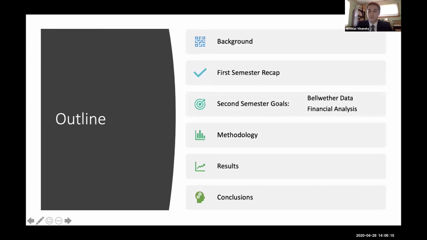What my goals were for the semester include an examination of bellwether data, which is downstream meter data, and its impact on the LVM plan generation process. And additionally, I would perform a financial analysis on the LVM generation system based on customer rates. From here, I'm going to move into the methodology I used to complete these goals, the results obtained, and the conclusions drawn from the results I obtained.